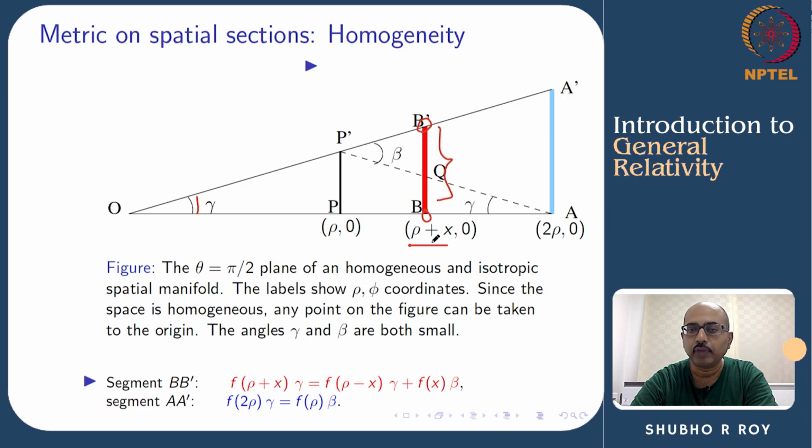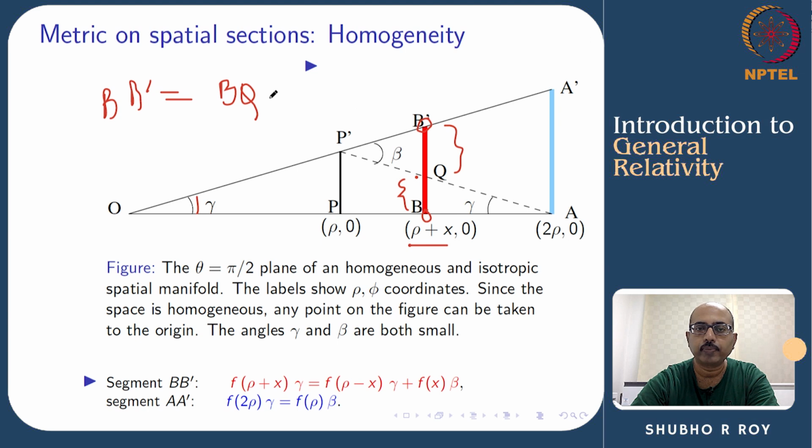Now I can evaluate this same line segment, the length of this segment, another way. First, I can write the segment BB prime as the sum of the segment BQ, this part, plus QB prime. All right, I can write it this way as well.